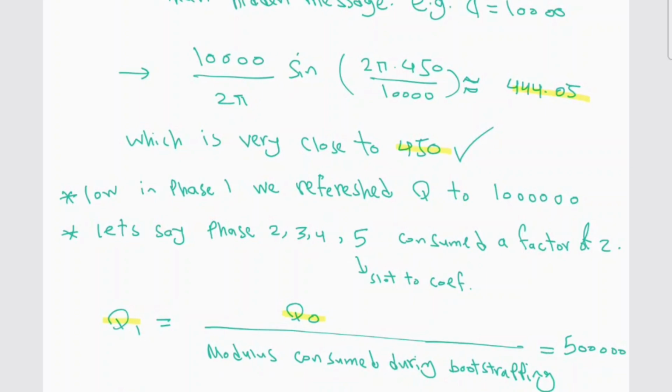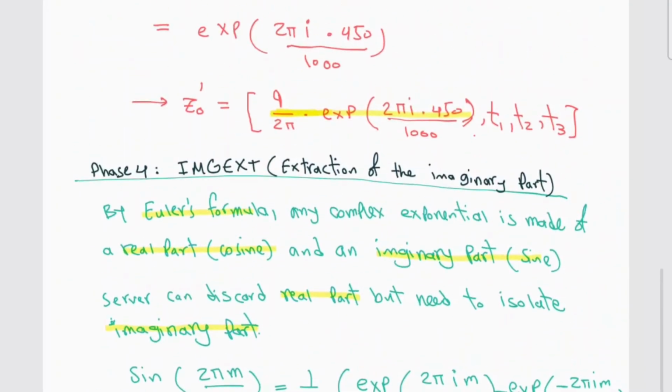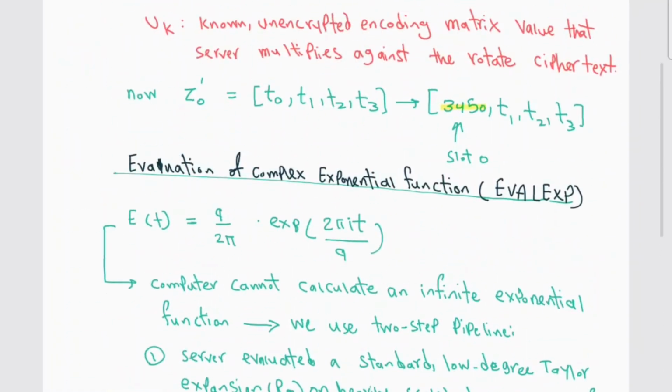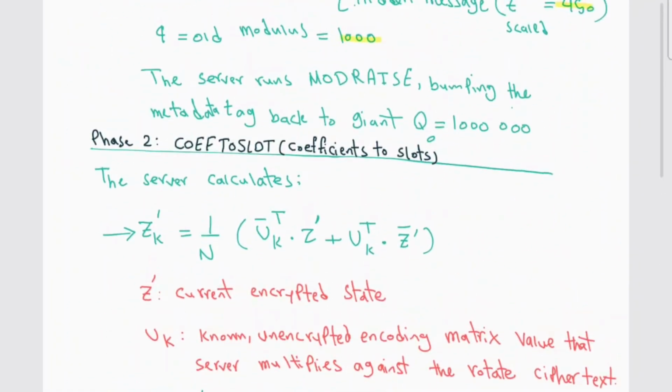I didn't talk about the last phase, because the last phase is again to convert the slots to the coefficients here. That's the opposite of coefficient to slot, which was phase number 2.